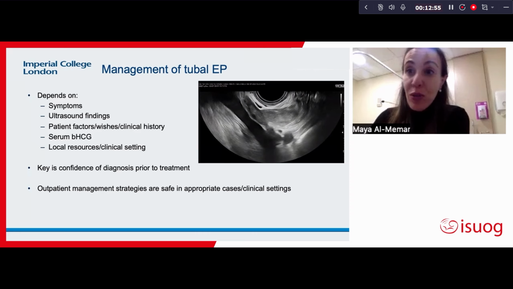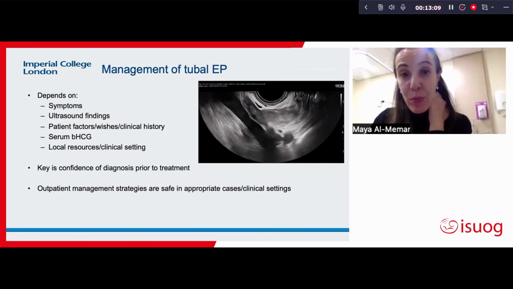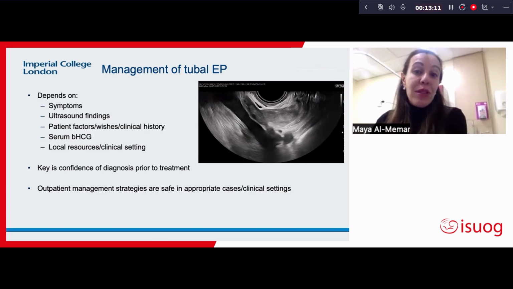Of course, the patient factors, any medical history or comorbidities, their specific wishes are very important, and their obstetric history and fertility history, and if this is a recurrence of ectopic pregnancy, which is important. You'd also want to think about the serum beta-HCG level and the trend in that level over 48 hours. And of course, thinking about the local resources in the clinical setting you're working in.